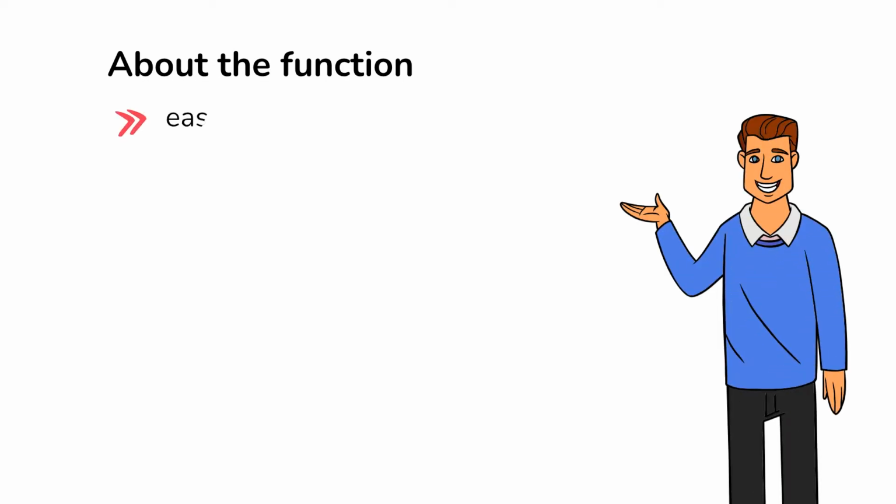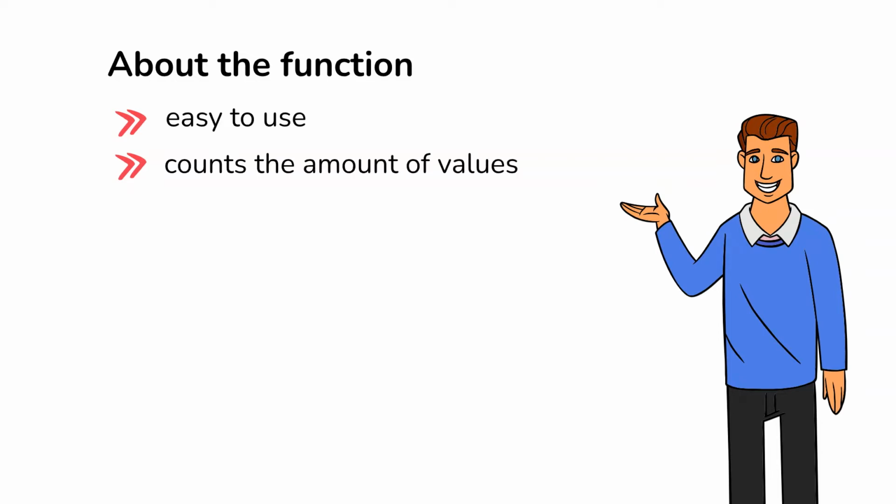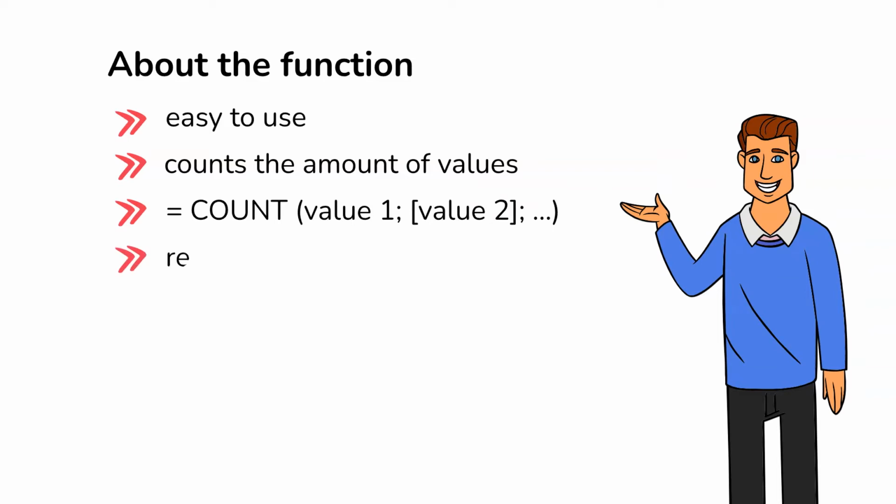It is easy to use and doesn't require any specific elements. It helps us to count the amount of values within a selected area. The function looks the following way: equal, count, value 1, value 2, and etc. And as we can see, it requires at least one value to be present.